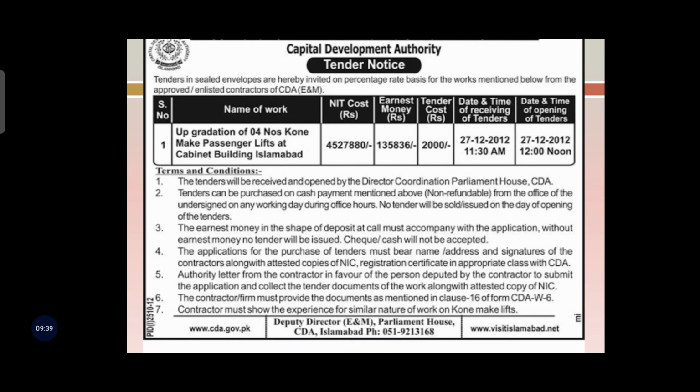Then the authority letter from the contractor in favor of the person deputed by the contractor must be submitted. Then the contractor must provide the documents mentioned, that is clause 16, CDA W6. Then the contractor must show the experience for similar work; he has to have experience of some nature of work, cone maker lifts. So this is your CDA.